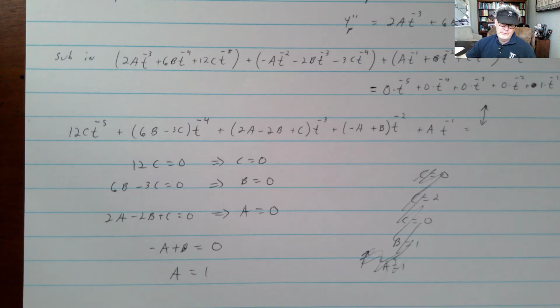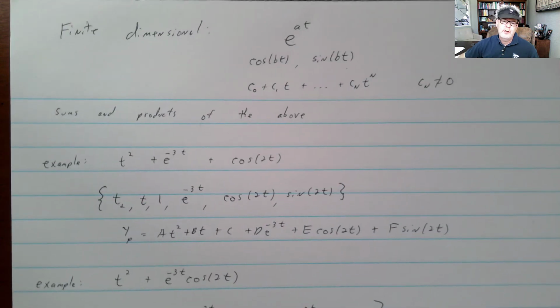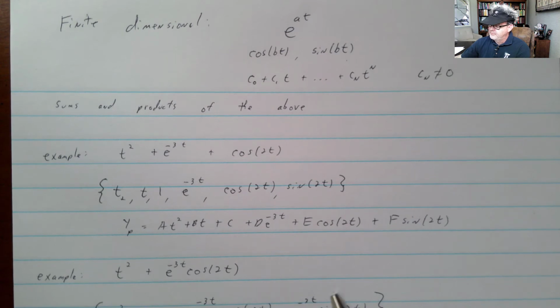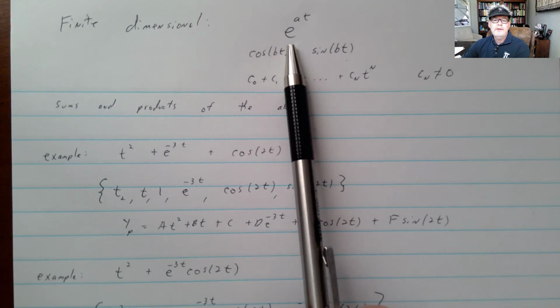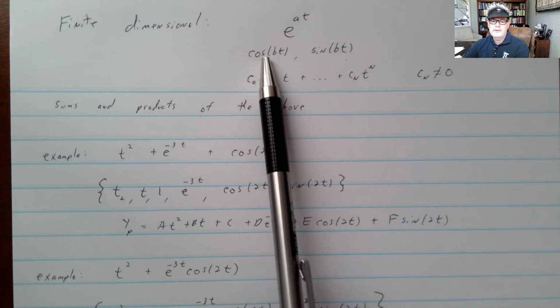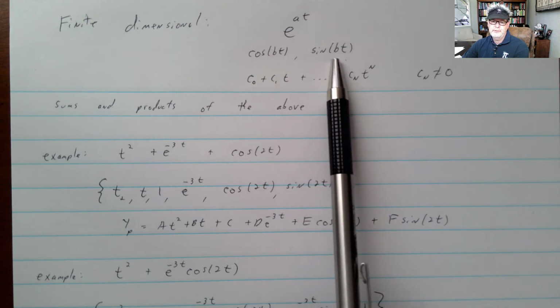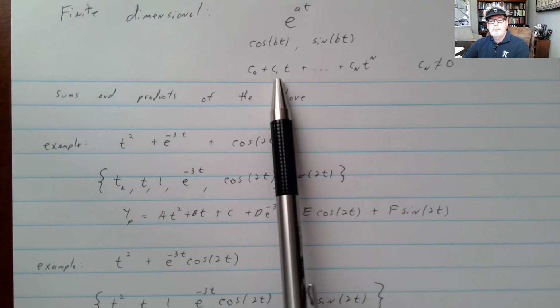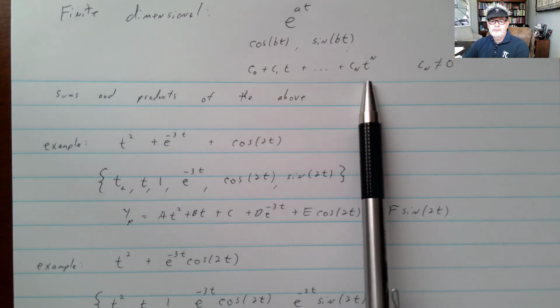So if you're always getting new functions when you differentiate, you'll never be able to use this method of undetermined coefficients. And I'm not going to cover the method of undetermined coefficients, but I will mention one other thing. We've seen this function, e to a constant times t. This and all of its derivatives form a finite dimensional vector space. It'd be one dimensional. And then sines and cosines form a finite dimensional vector space. Polynomials form a finite dimensional vector space.